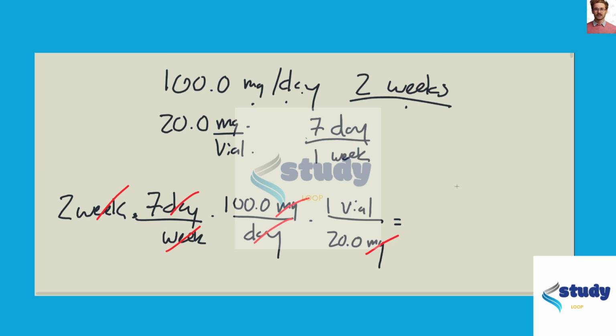And then sig figs. Remember, days and weeks are exact, so we can use 3 sig figs. So we could say 70.0 vials. Does this work? 2 times 7 times 100 over 20, and yes, we get 70 vials.